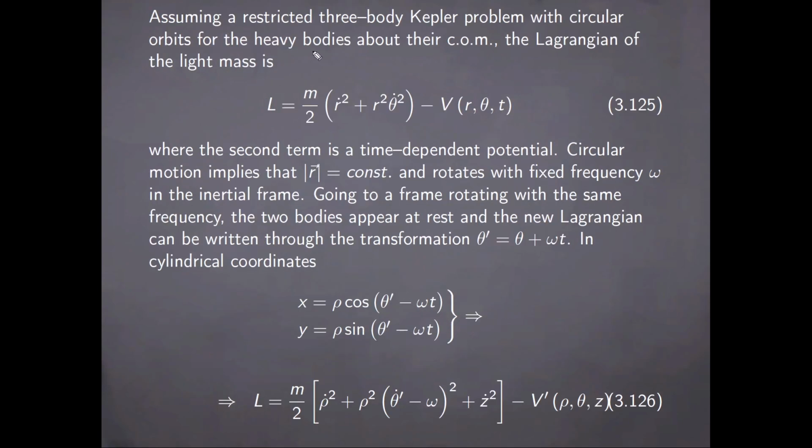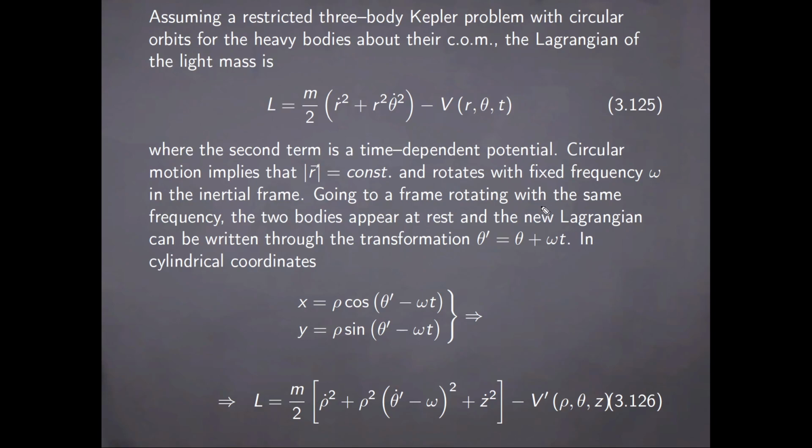Assuming a restricted three-body Kepler problem with circular orbits for the heavy bodies about their center of mass, the Lagrangian of the light mass is given here. It is simply a kinetic term written in circular polar coordinates and a potential term which is time-dependent. Circular motion implies that the magnitude of the radius vector is constant and that the radius vector itself rotates with fixed frequency omega in the inertial frame.